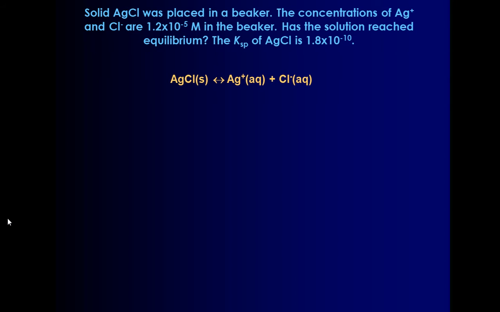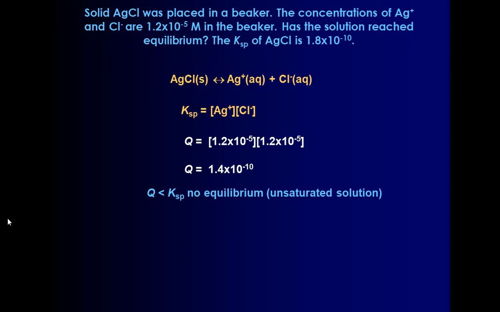Arrows are fixed this time. Silver chloride is dissociating into silver and chlorine ions, so the KSP expression would be the concentration of silver and the concentration of chlorine ions multiplied together. We know what their respective concentrations are, 1.2 times 10 to the negative fifth, so those both get substituted in for silver and chlorine, and when we calculate this, we get that Q is 1.4 times 10 to the negative 10th. That is smaller than our KSP value, so we have not reached equilibrium. We have an unsaturated solution. We would need additional ions before precipitation would take place, or for us to even reach saturation.